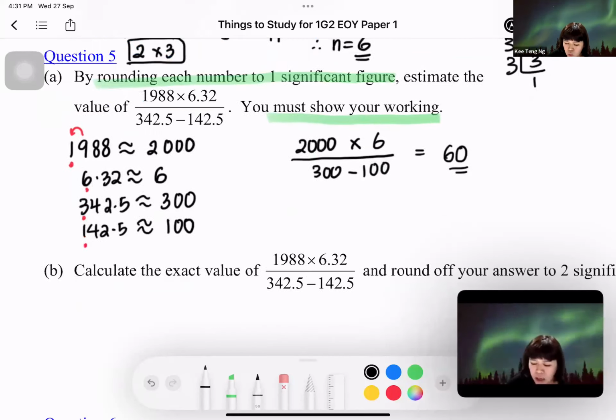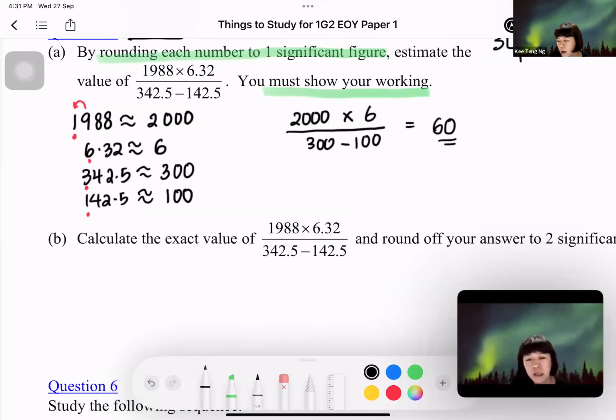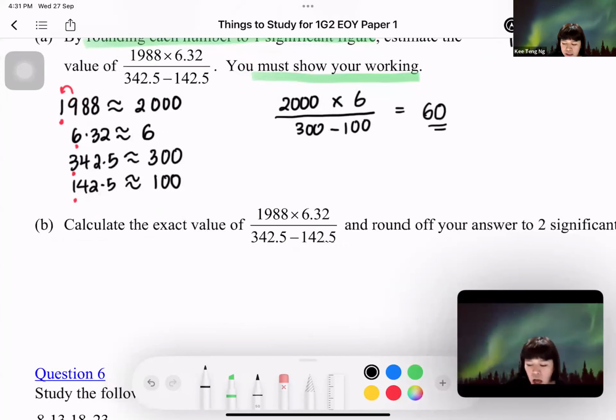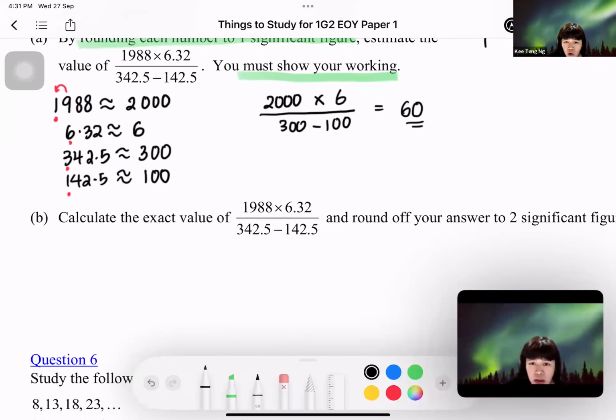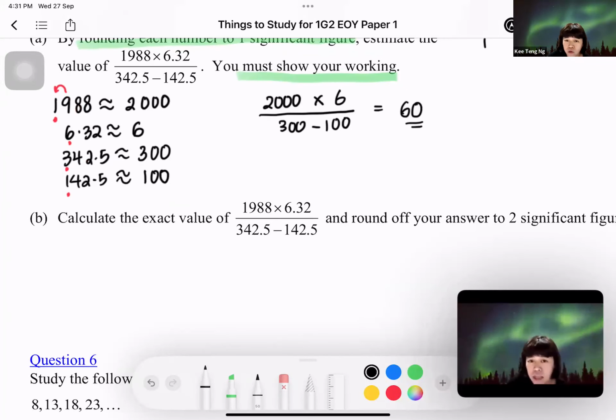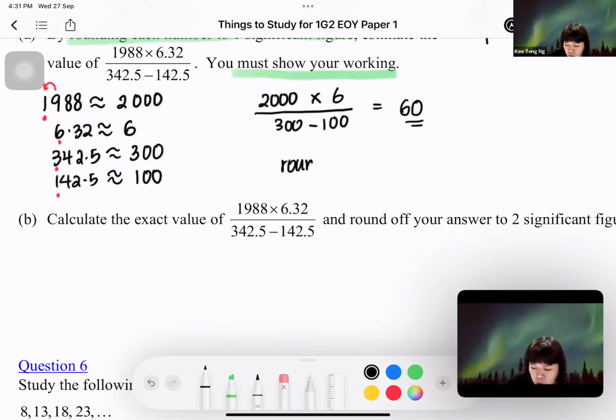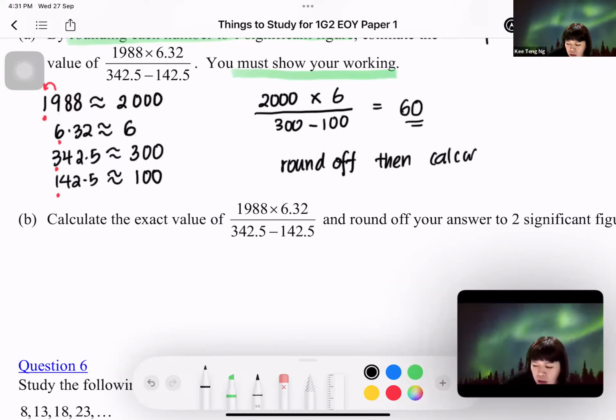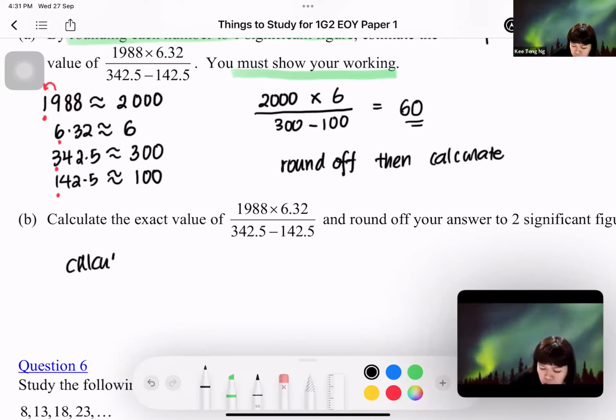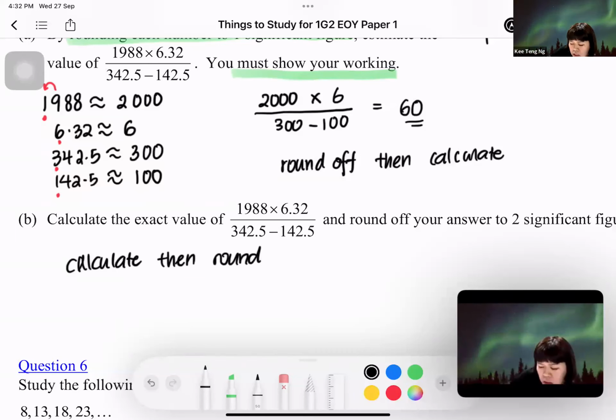Okay, but this one over here, part B, I'm going to ask the next person. Yanqing, now the question says, calculate the exact value, then round off your answer. So just now was round off, then calculate. Now this one is different. Now it's calculate first, then round off. Yanqing, do you have a calculator with you?